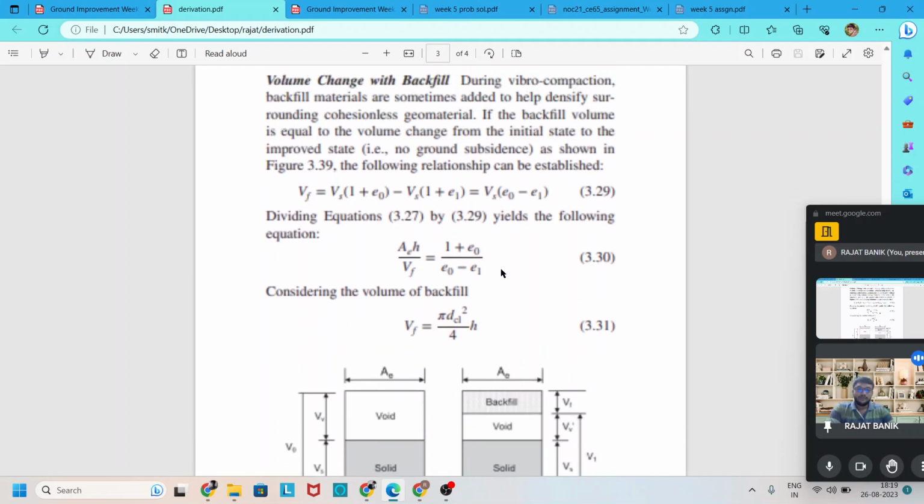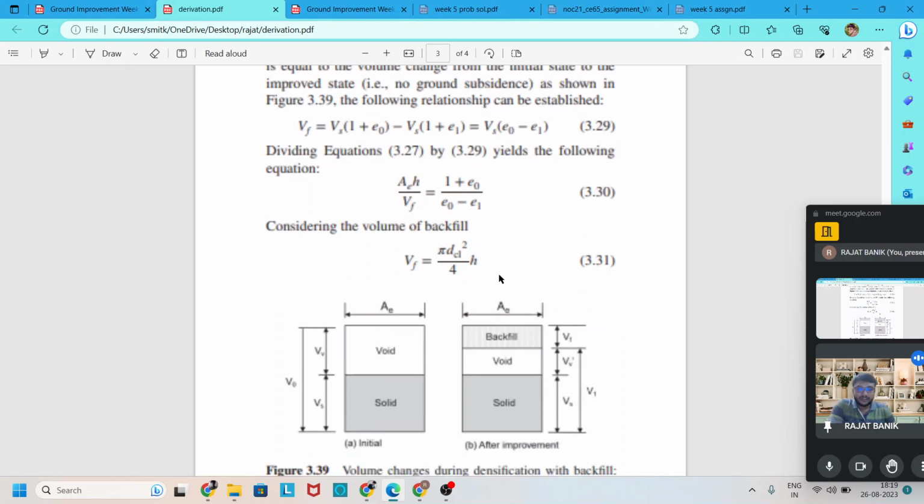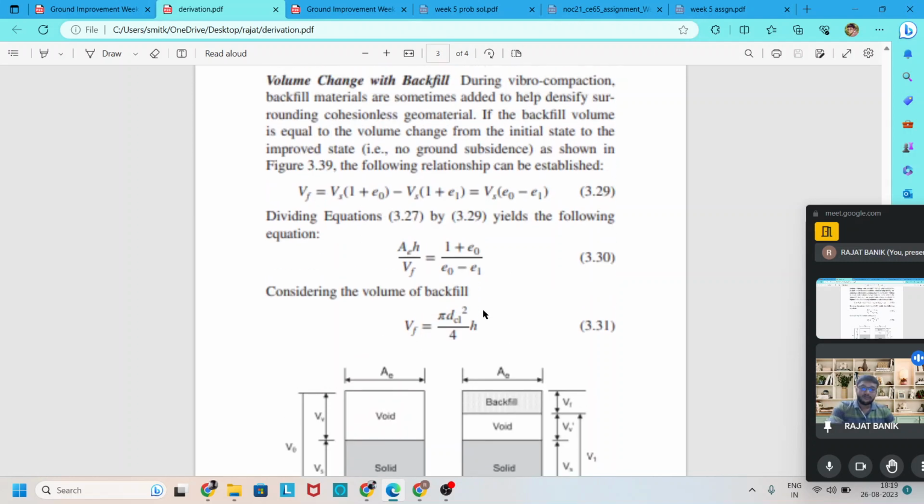The first one is volume change with backfill. From this three-phase diagram you can see that initially the ground is like that, with void and solid. After that, when we apply the vibration, the ground subsides by some distance. You can say s.